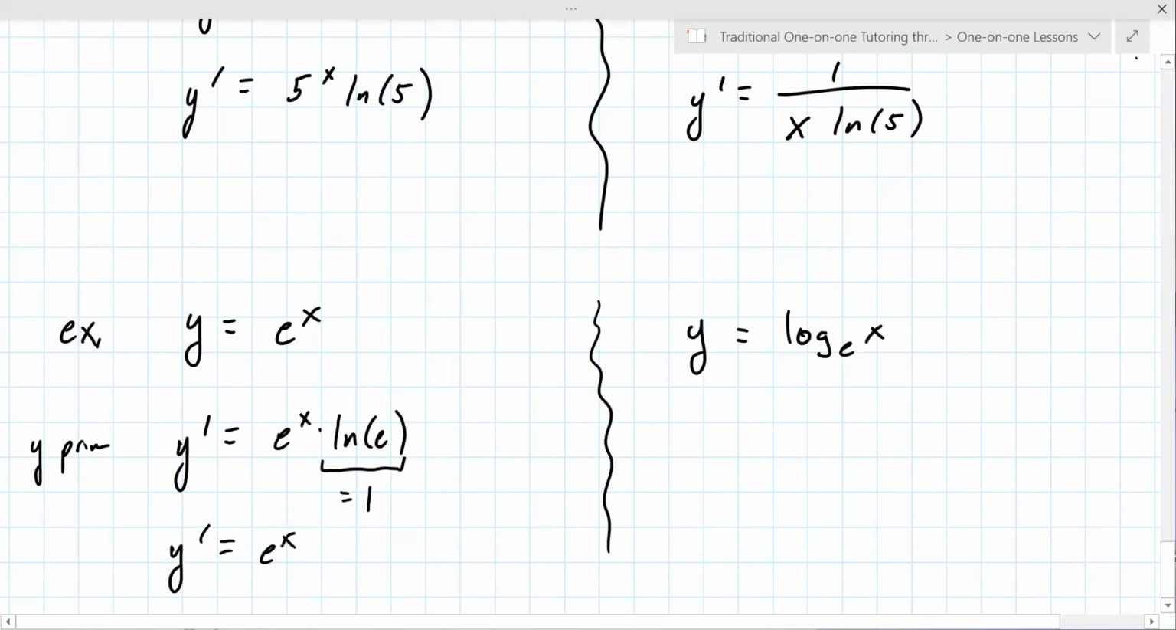And what is the natural log of 5? Is it 5? It's just this number. No, it's not known, it's not complete. There's only certain ones that work out.